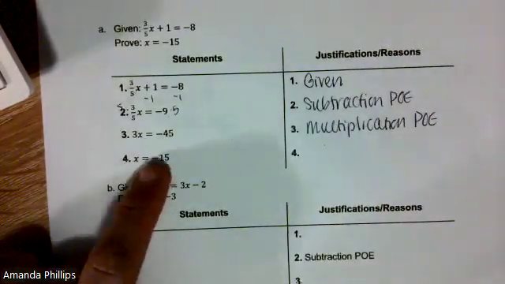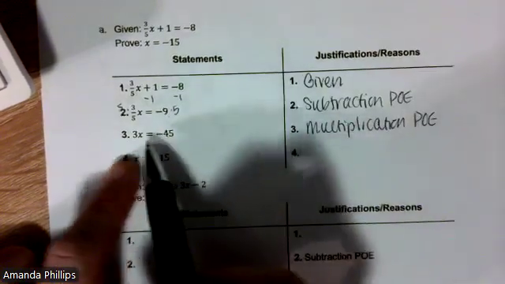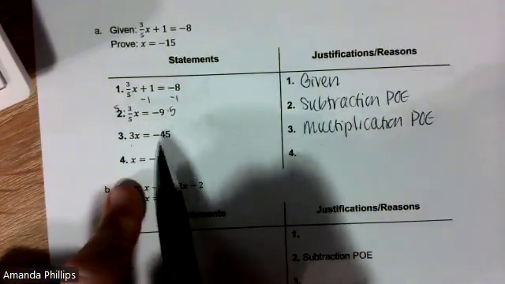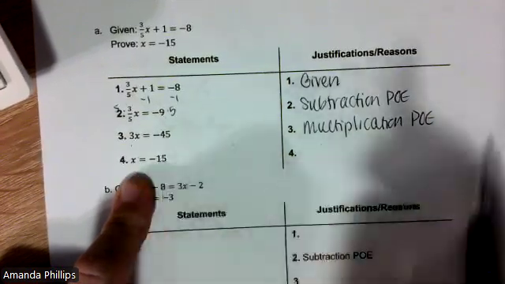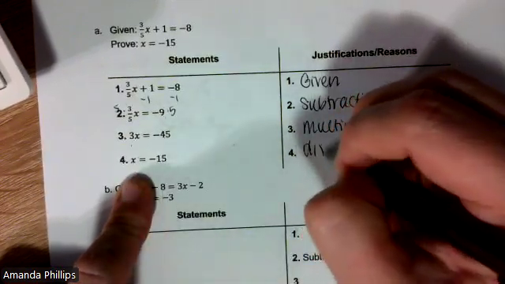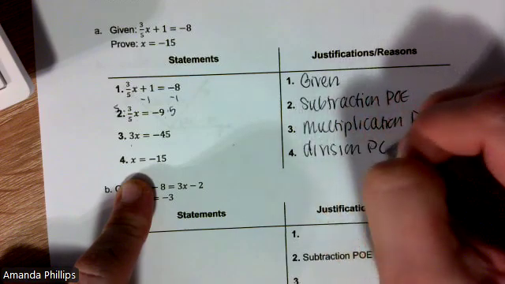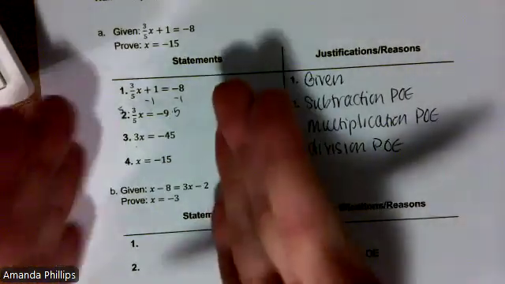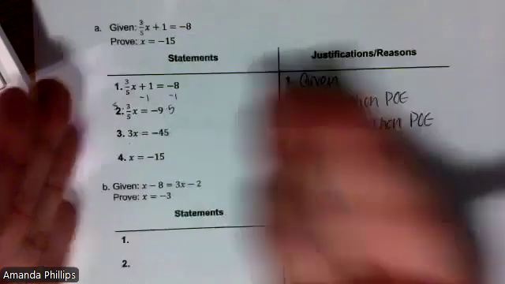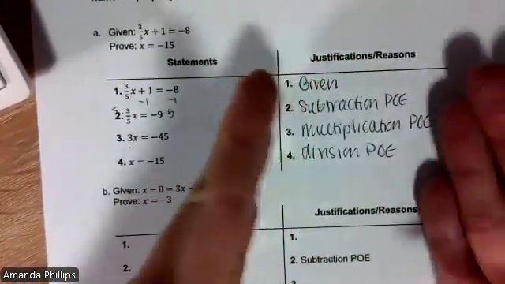Okay. Then what did I do? Well, I have this, and then I went to this. So what did I do to go from here to here? Well, I divided both sides by 3. So that was my division POE. And that's it. Okay. So it's not changing what you do. You're just writing down your reasons why.